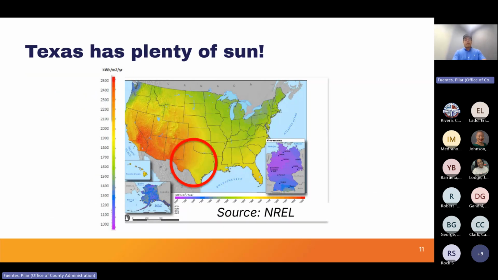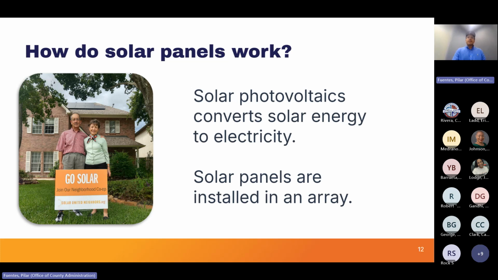It uses the sunlight, specifically the ultraviolet light. And so if you look at the map of the United States and the sun coverage that we get, Texas is a very sun-rich state. And so that natural resource should be a blessing to all. And so that's what our work consists of.